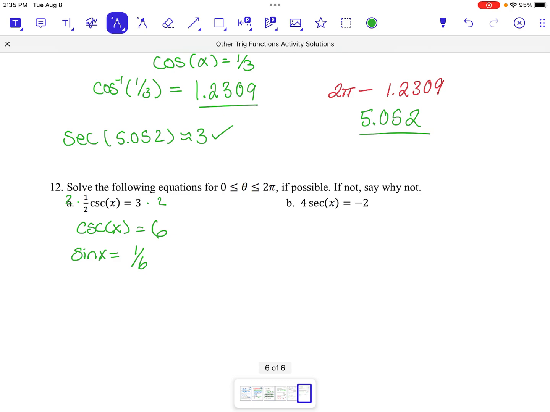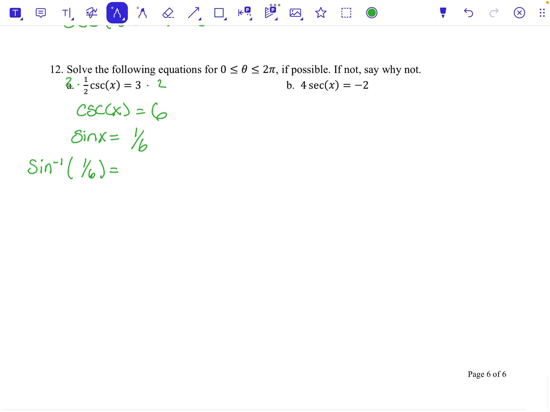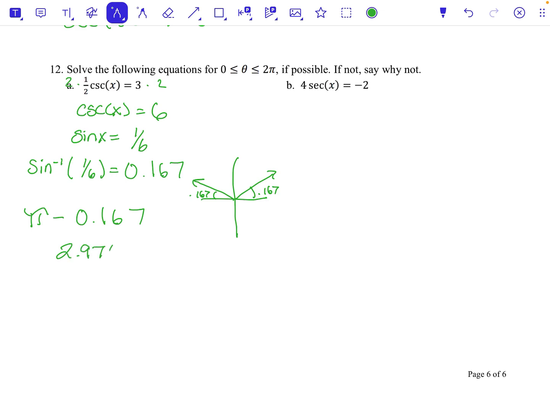Just like we did with the previous problem, I'm going to use my inverse sine of 1/6, and I come up with 0.167. This gets me that angle in quadrant 1. And this is where sine becomes a lot easier to deal with. I know sines are my y values, so I'm going to have a matching angle in quadrant 2. If this is 0.167, then this is also 0.167. To find that second solution, I would do pi minus 0.167, which comes out to 2.974. And so there are my two solutions.